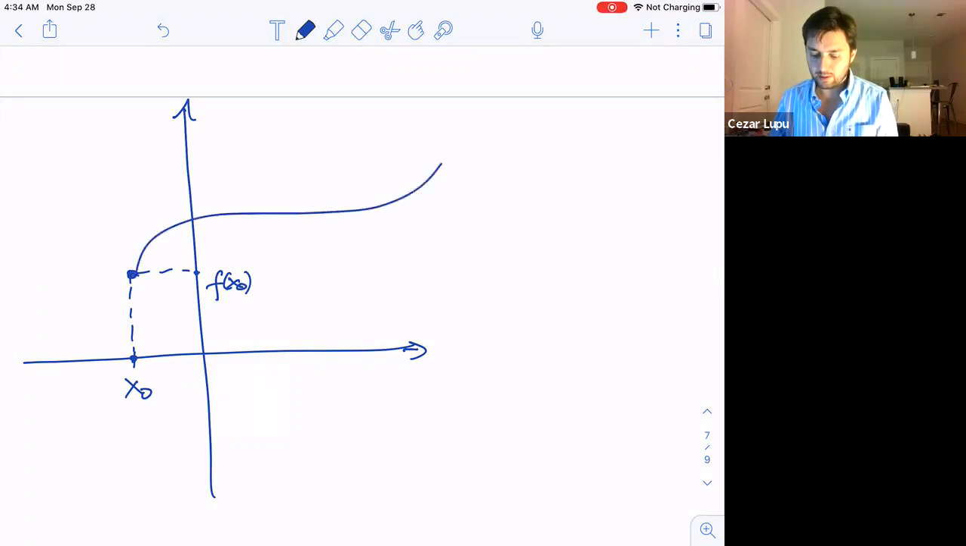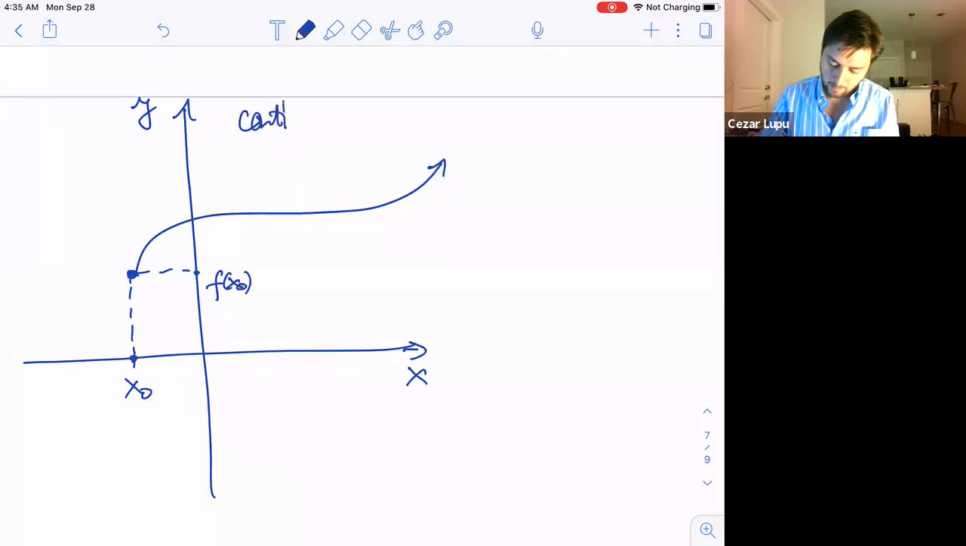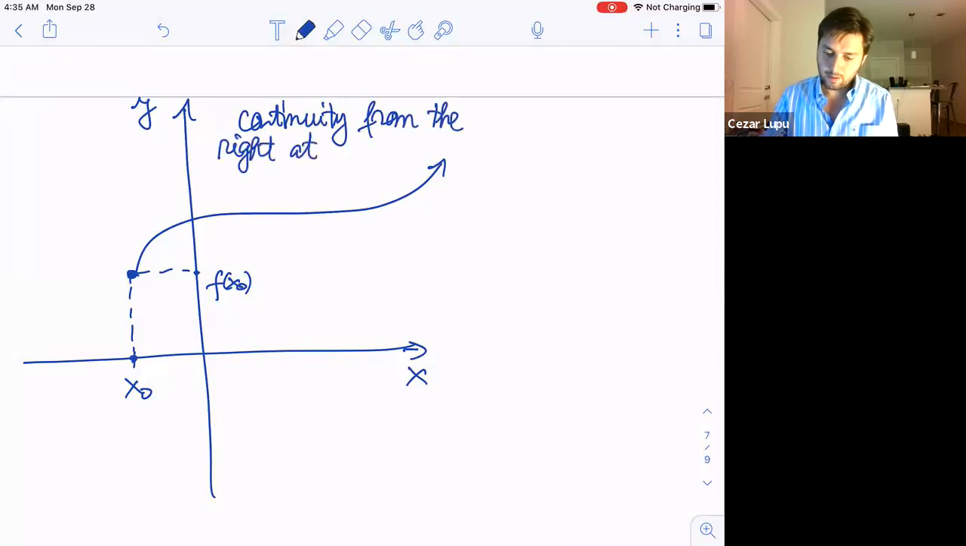And the graph will be something like this, right? Let's say it goes like this, right? So that's what it means, continuity from the right. So this is continuity from the right at x equals x naught.